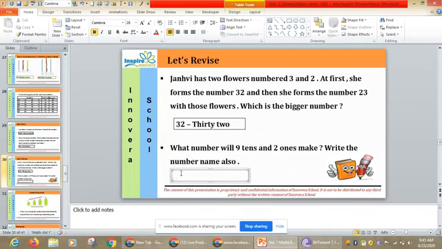Now see the next example. What number will 9 tens and 2 ones make? 9 tens means 90 and 2 ones. So 90 plus 2 will give you 92. So we are going to write here 92.